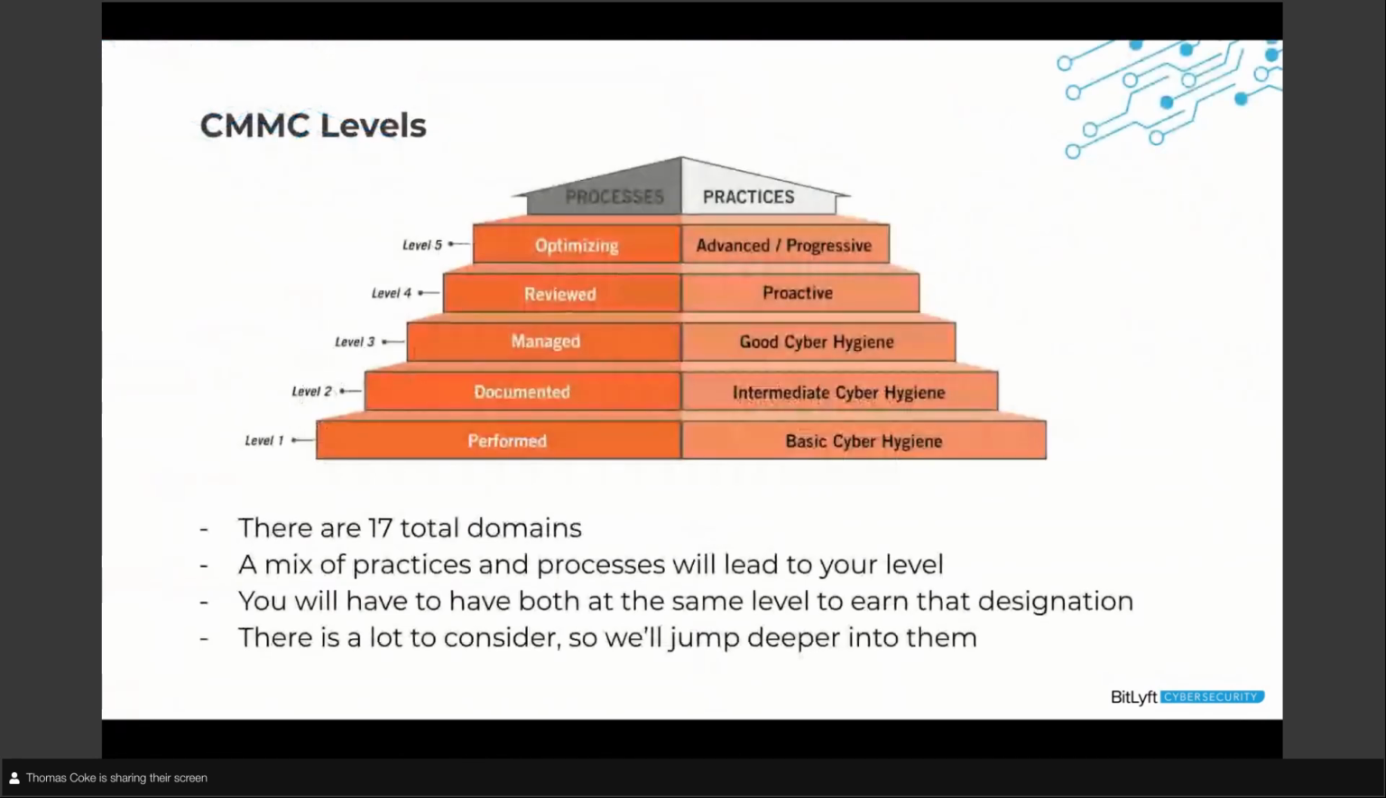So again, 17 total domains. Here's this crazy, somewhat confusing pyramid. There are actually two prongs to the CMMC. The first is processes. The second is practices. The practices is a lot more in depth. There's a lot more teeth to that. Whereas with the processes, literally at level 1, security being performed, there are 0 required processes. Level 2 is 2, level 3 is 3, level 4 is 4, and level 5 is 5. So it's not simple by any means, but that one's at least easier to keep track of.